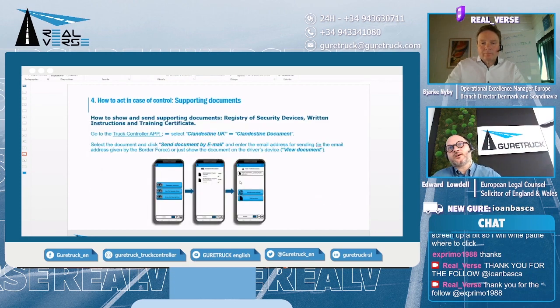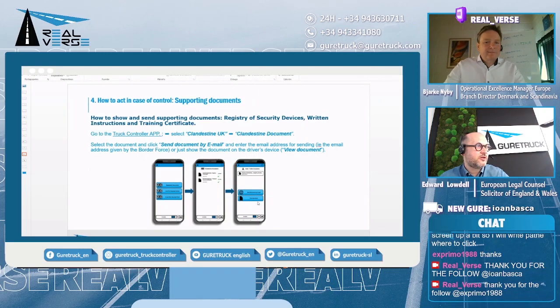Okay, lastly, how to act in case of control. If we start by looking at the supporting documents from the truck controller app, which you've seen a little bit, we select Clandestine UK, Clandestine document. And from here, we should be able to see a list of documents that we have uploaded, which is, as you've just seen with Bjarke, these are documents that are uploaded to truckcontroller.com.